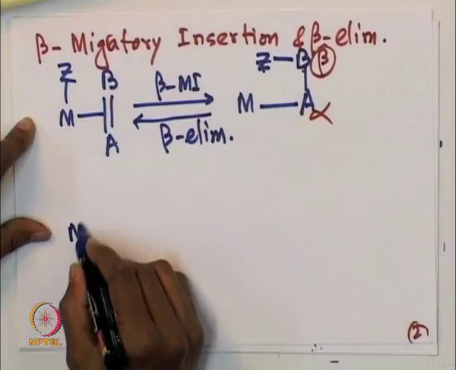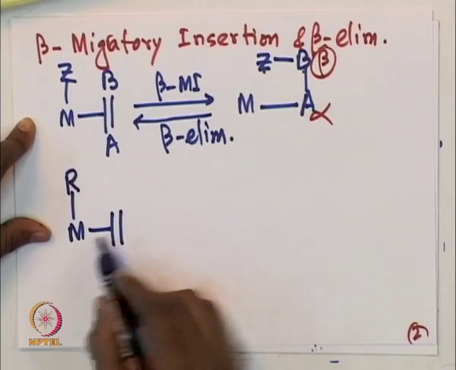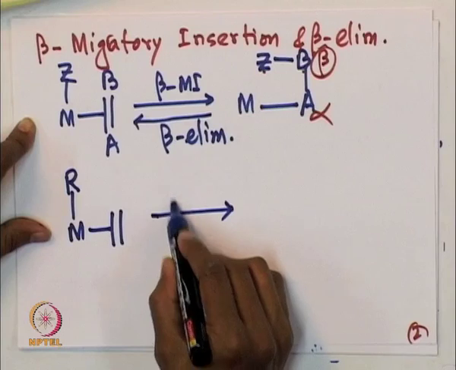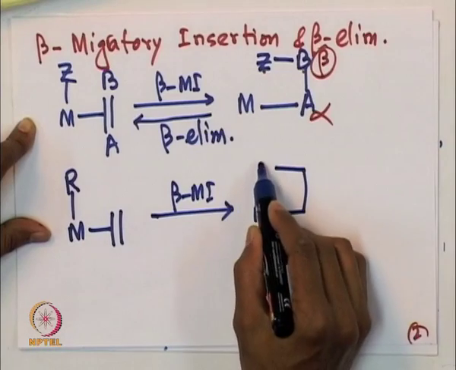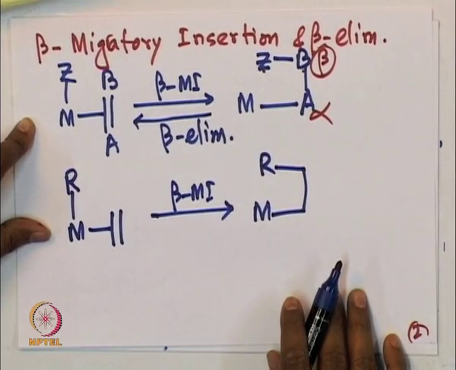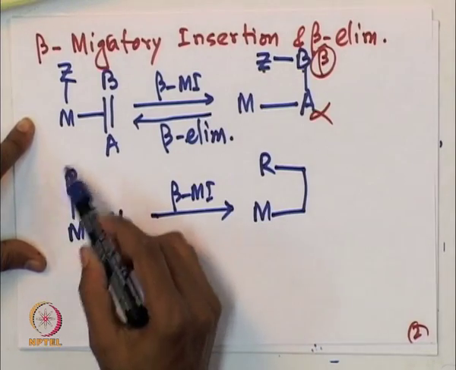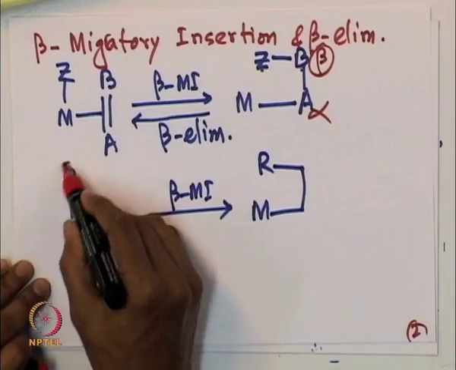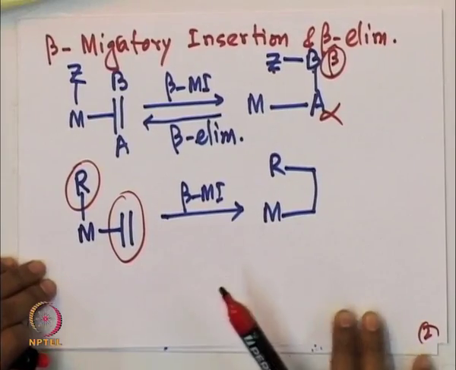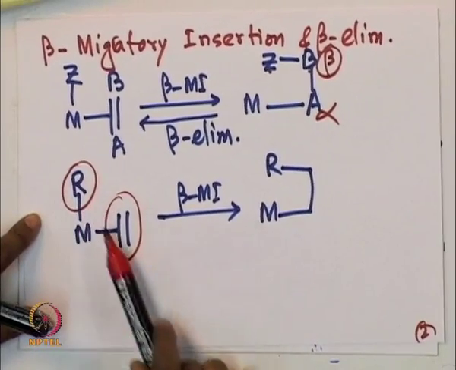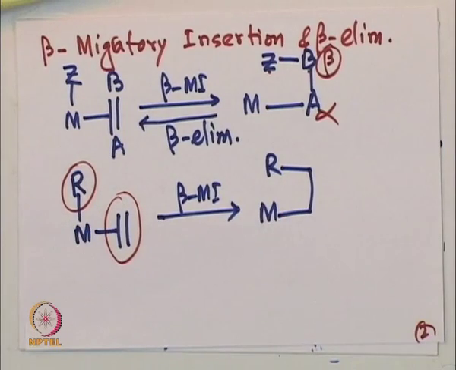Let us take one simple example for these cases. So, if it is an R-metal olefinic species, by beta migratory insertion you get something like what we were calling that. Okay. So, the most important factor for these cases is that these two groups, R and this species, should be cis to each other, okay, and that is the prerequisite for the migratory insertion reaction.